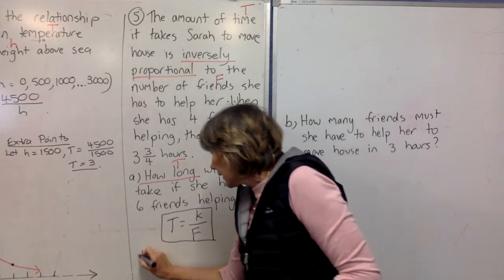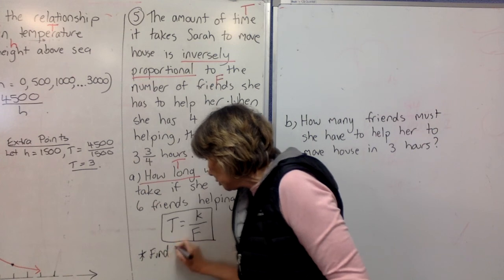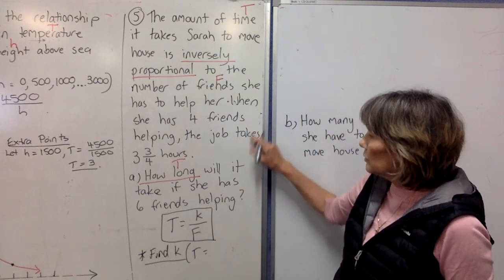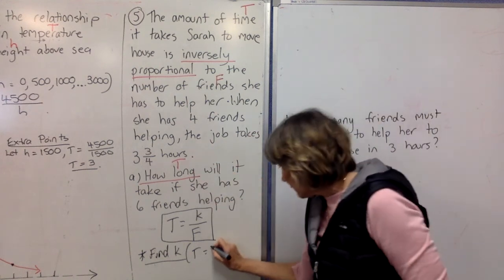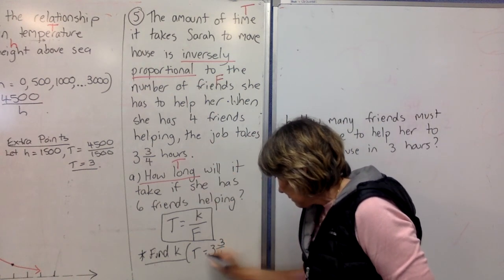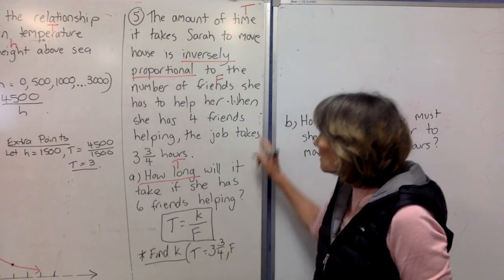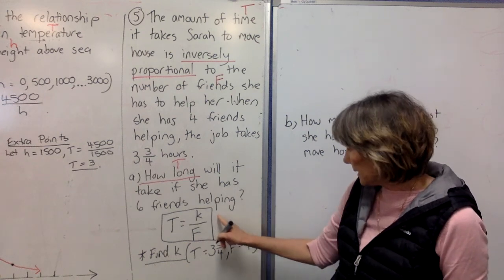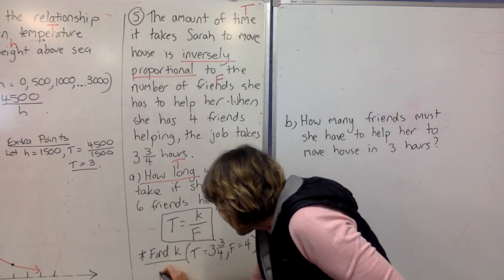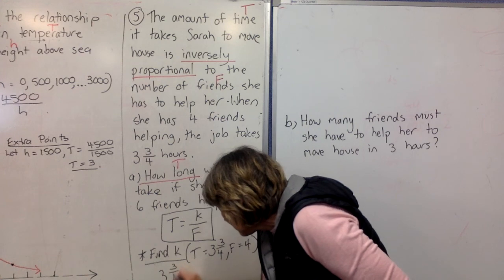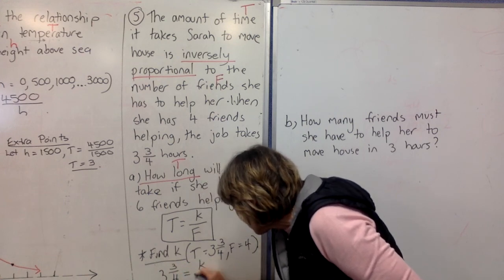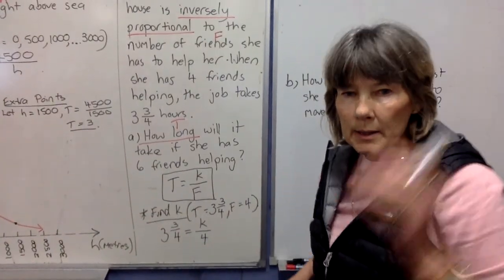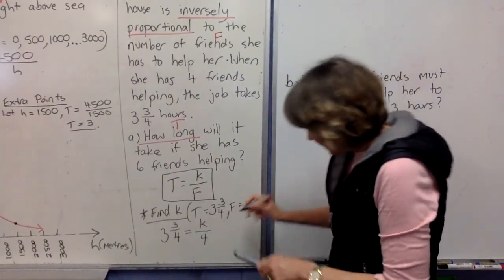We're now going to find K, and we need 2 numbers that go together. All right, so here it tells you that the time was 3 3/4 hours, and the friends, there were 4 of them. Okay, so we're going to put those numbers into here. So T was 3 3/4 equals K over, and the friends was 4. So we're going to solve that little equation and see if we can get this K value.